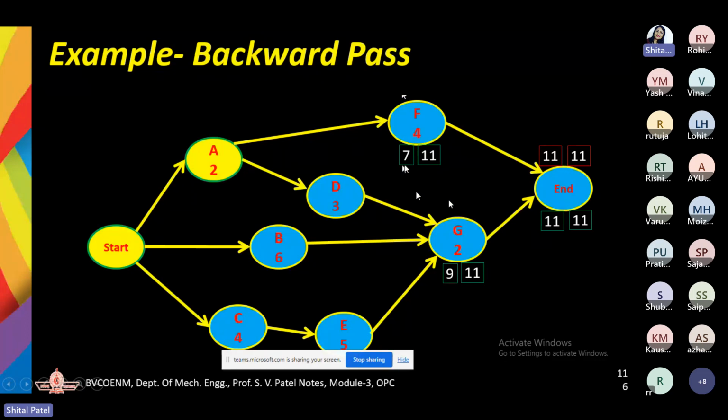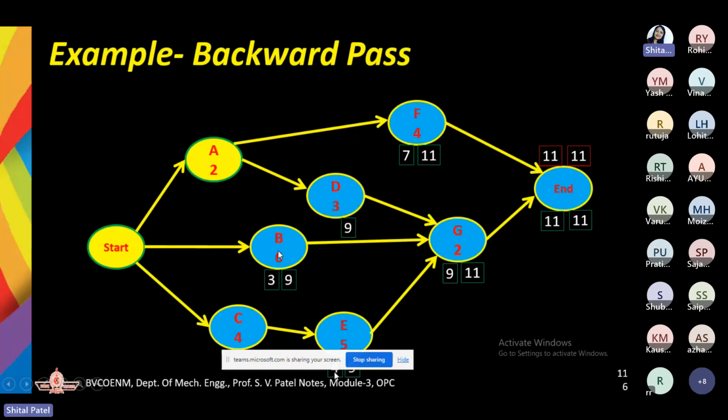Okay, next one is D and B. Here the latest start time of G is 9. So the 9 is going to be considered as the latest finish time for D, B and E, right? Now we need to go for the latest start time. If you can see over here, 9 minus 5, the latest start time for E is 4.